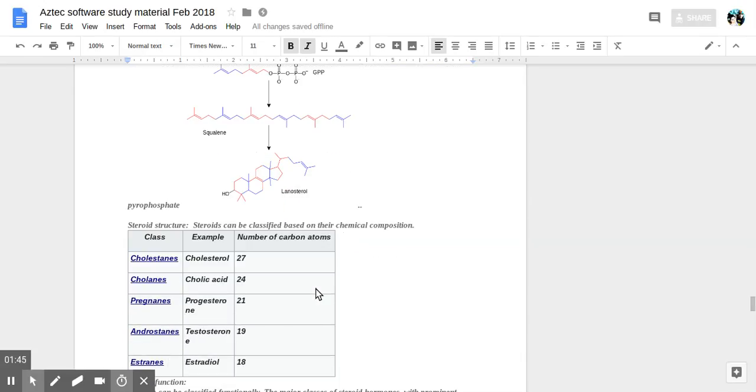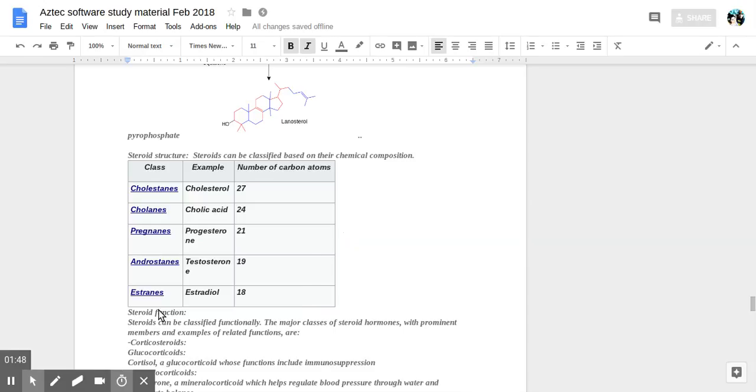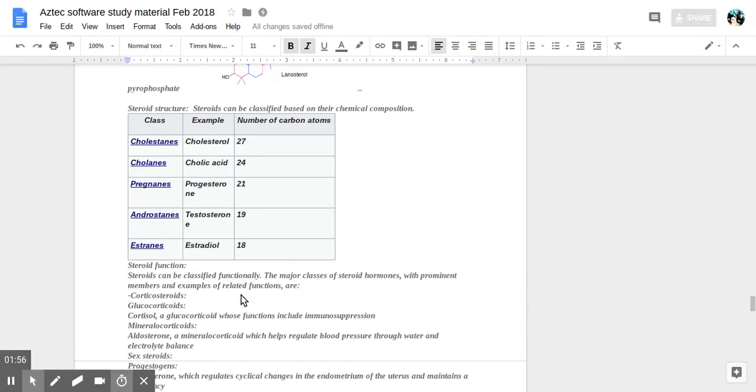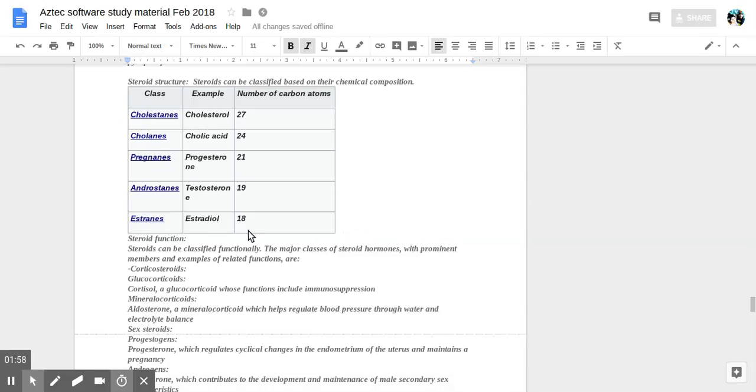So then there are different kinds of steroids based on their structure. The number of carbon atoms determines the class of steroid, as seen in this chart. The different classes are listed from largest to smallest in number of carbon atoms in the molecule. So cholestanes are the largest, with 27 carbons. Then cholanes, pregnanes, androstanes, estranes with 18.